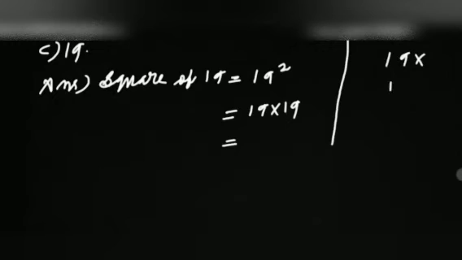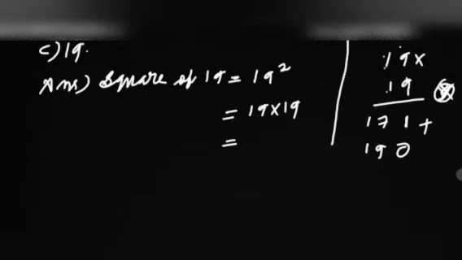19 into 19. 9 nines are 81. 81 is 1 here, balance 8 in the working column, isn't it? 9 ones are 9. 9 plus 8, 17. Plus, here 0. 1 nines are 9. 1 ones are 1. So, please add 1 plus 0, 1.